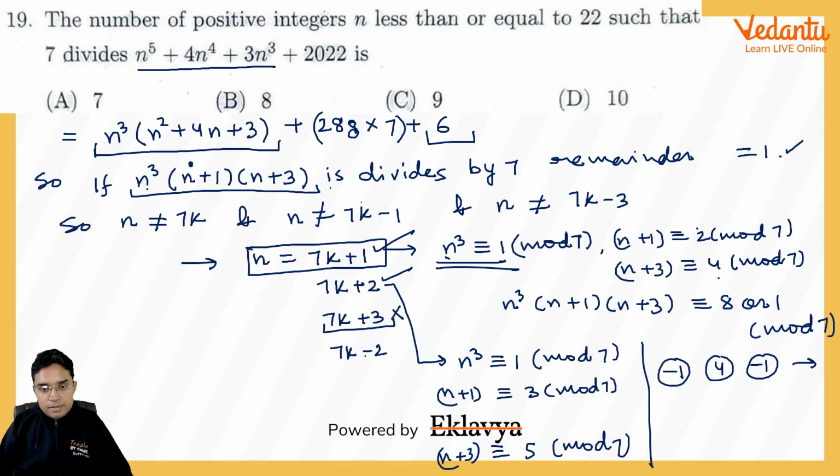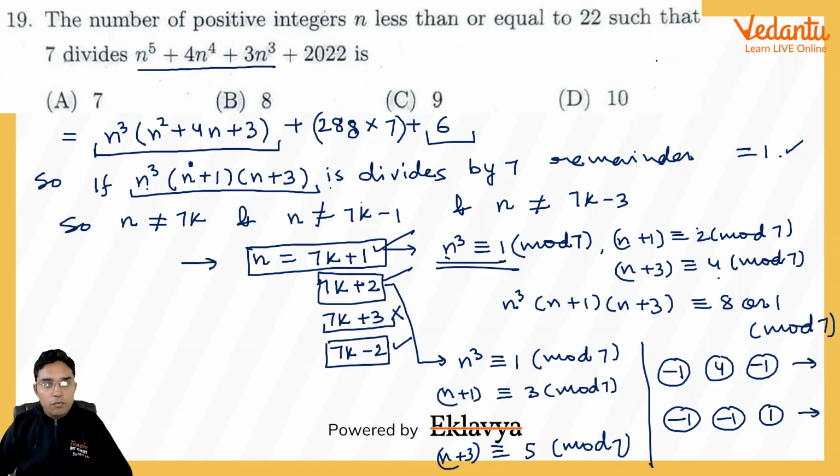Now similarly for 7k minus 2, the cube will be minus 8. Minus 8 means it is minus 1. And if you do plus 1, it will be minus 1 once again. And if you do plus 3, it will be plus 1 here. So the product will be congruent to 1 mod 7. So this kind of number is also admissible or permissible, you can say. So these three kinds of numbers are allowed.